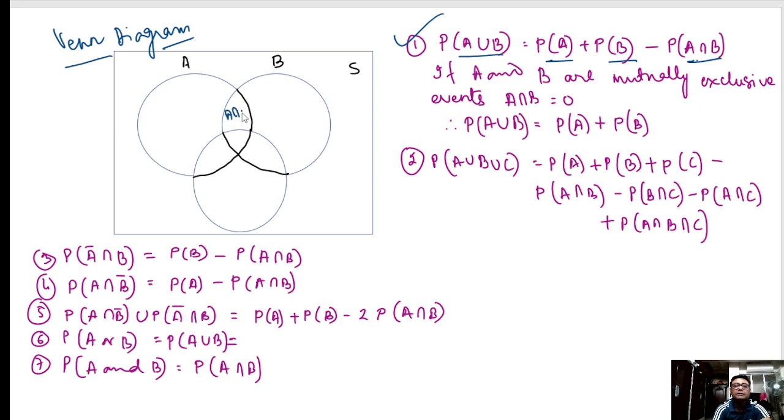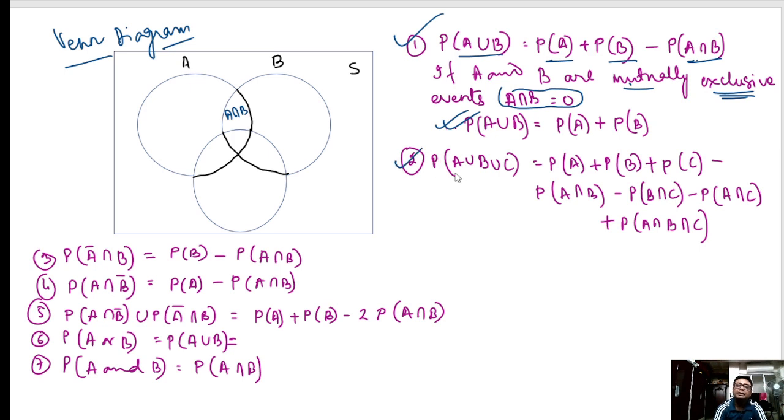This is A intersection B. And if A and B are mutually exclusive, that means there is nothing common between A and B, so this will be the answer. If they are mutually exclusive, this will be the answer.